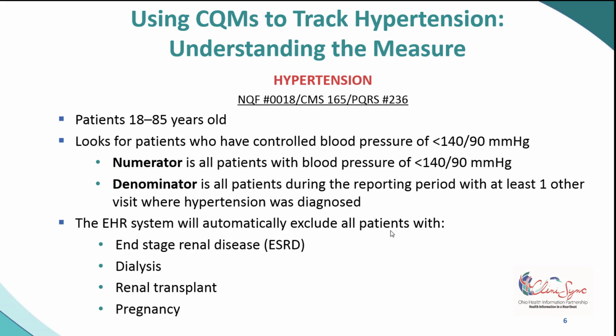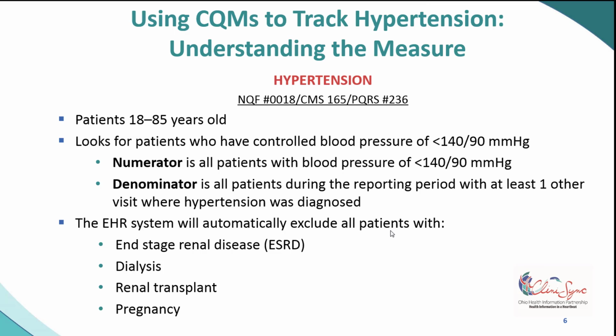The measure titled Controlling High Blood Pressure is known as NQF0018, CMS 165, or PQRS 236. Despite the different numbers, the measure is calculated the same way. When you want to know if your patients with hypertension are under control, you can run a report out of your system that will give you the number of hypertensive patients whose blood pressure is under 140/90. This will be the numerator of the measure.